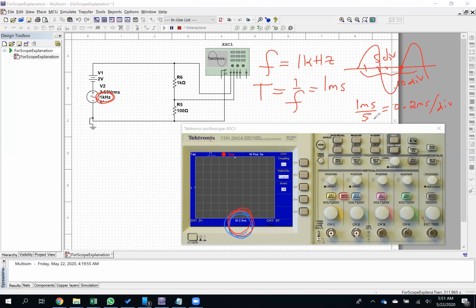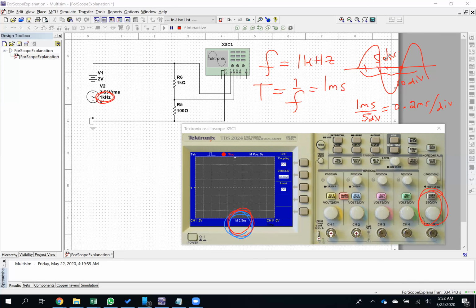Divided by 5 divisions. So that means that I need to set my horizontal seconds per division scale to 0.2 milliseconds per division if I want one cycle to take up 5 divisions, so that I can get 2 cycles on the whole screen, which has 10 divisions across. Okay, so let me go ahead and do that now.